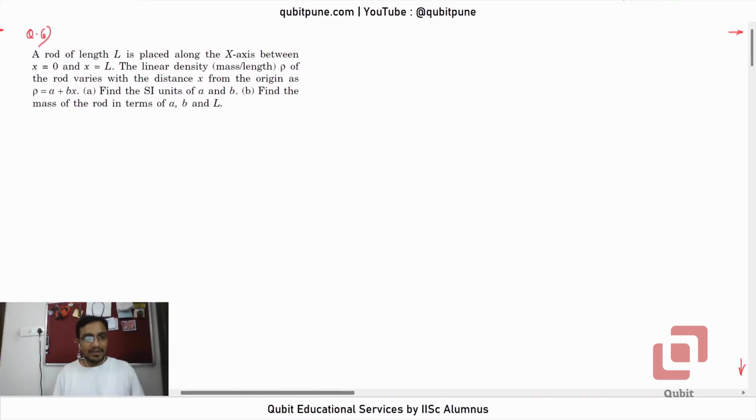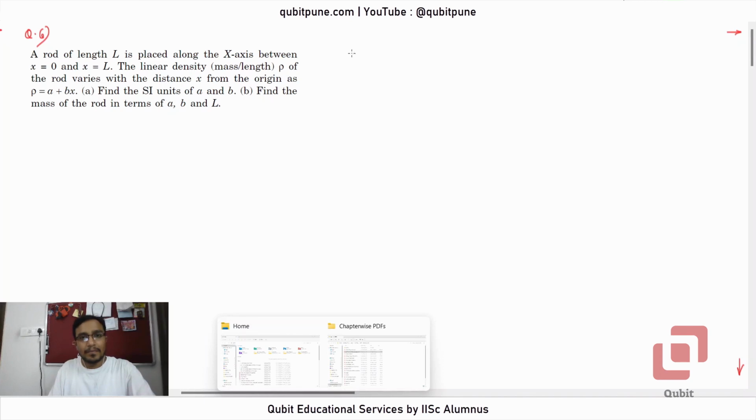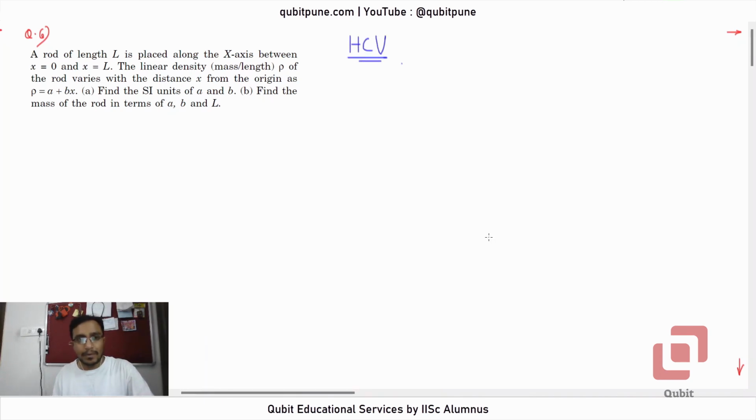Okay, this one is again from H.C. Verma. A rod is placed along the x-axis between x equal to 0 and x equal to L. The linear density, that is mass per unit length rho of the rod, varies with the distance x from the origin as rho equals a plus bx. Find the SI units of A and B. Find the mass of the rod in terms of A, B and L.